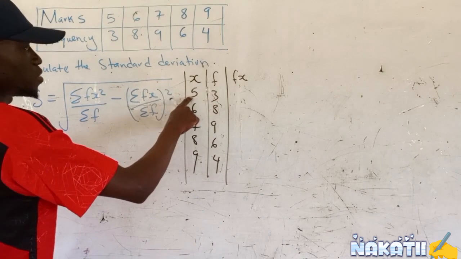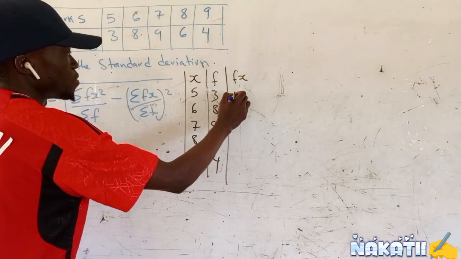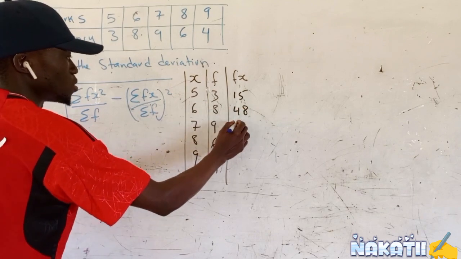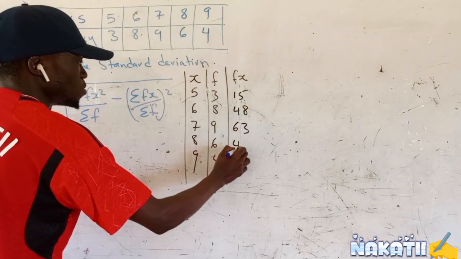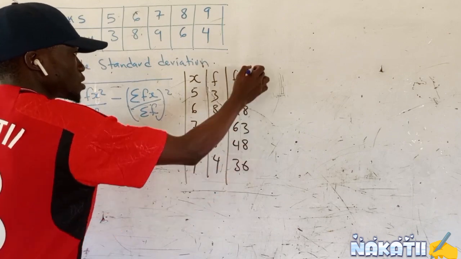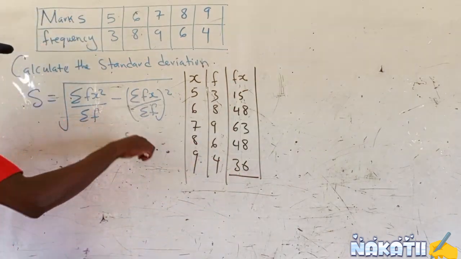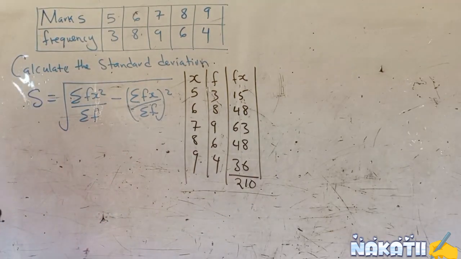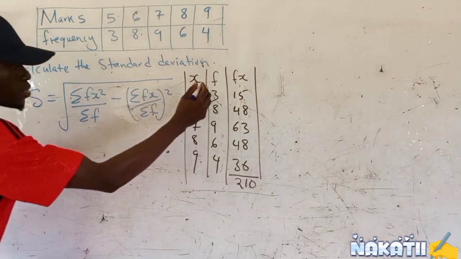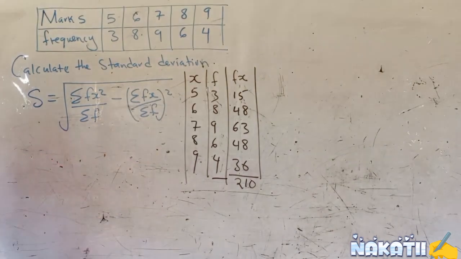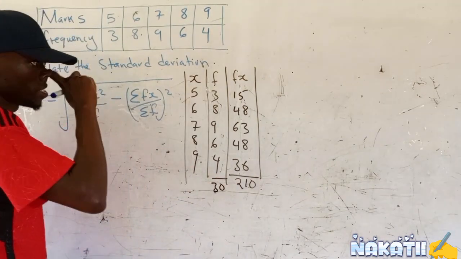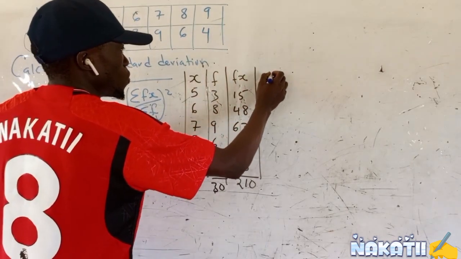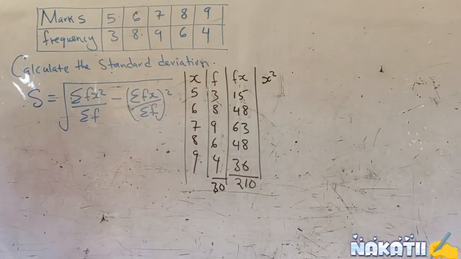So we just multiply 5 times 3. That gives us 15. 6 times 8 gives you 48. This one will give you 63. This one will be 48, and this one will be 36. When you sum up that one, you're supposed to get 210. Then we need to come up with another column because this one here, when you add this column, gives you 30.